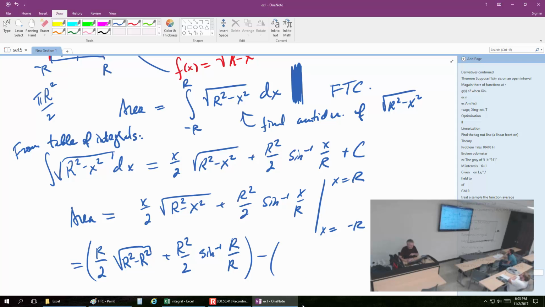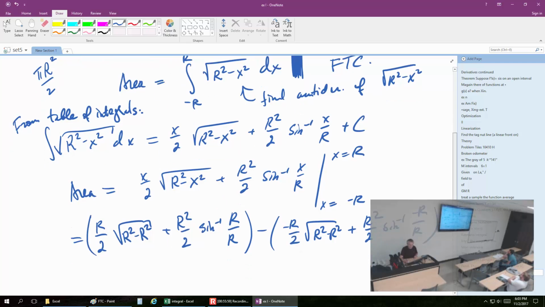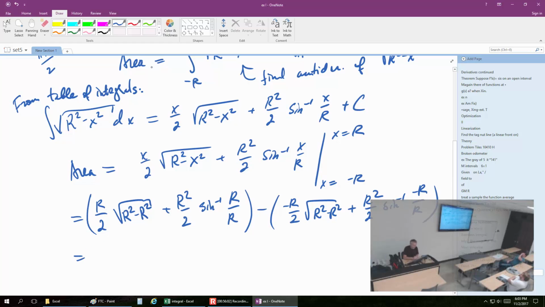And for the second term I plug in negative R, which doesn't really make any difference for the first term because it will still be R squared minus R squared, so that will be gone. And here I have R squared over 2, and I have arc sine, but this time of negative R over R. Okay, so I finished the substitution. Now, once again, this is gone, this is gone. Okay, so now R squared over 2 is here. What's arc sine of 1 minus arc sine of negative 1?